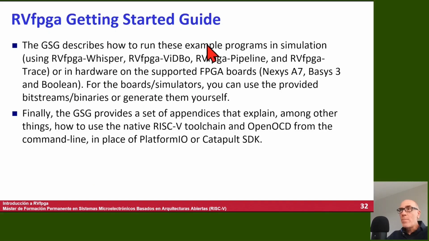The guide explains how to run these on supported boards, Nexys A7, Basys 3, Boolean, and simulation tools, Whisper, Verilator, Pipeline, Trace. Finally, the guide includes appendices explaining various topics, like using the toolchain and OpenOCD via command line instead of the Ripes SDK or PlatformIO.